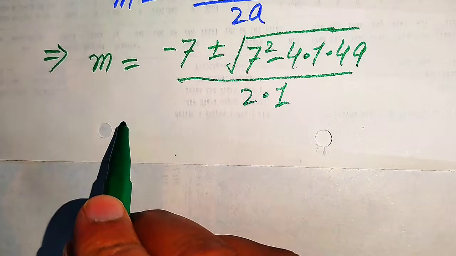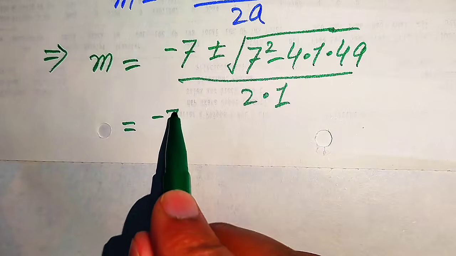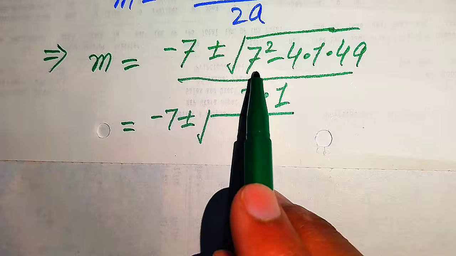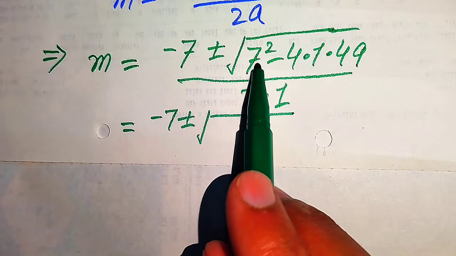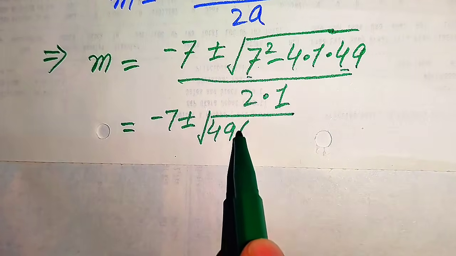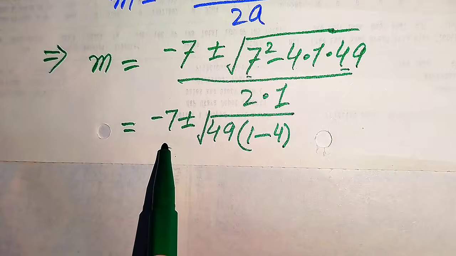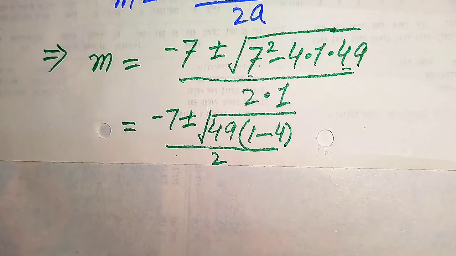And now in the next step we need a little bit more simplifications, and it will be written as this: m is equal to minus 7 plus minus square root of, here you see that this is 7 square and 7 square becomes 49, and this 49 and this 49 are the common term, so we will take common this 49 here, and we get the remaining values 1 minus 4, and it is divided by 2.